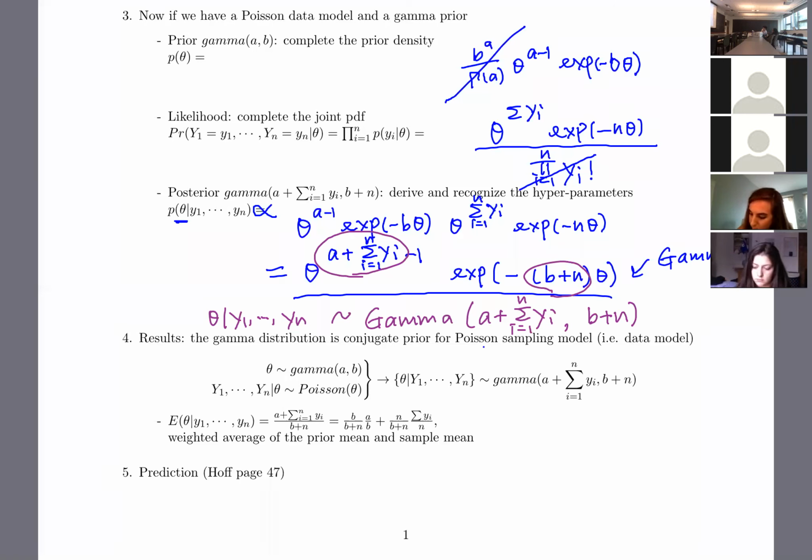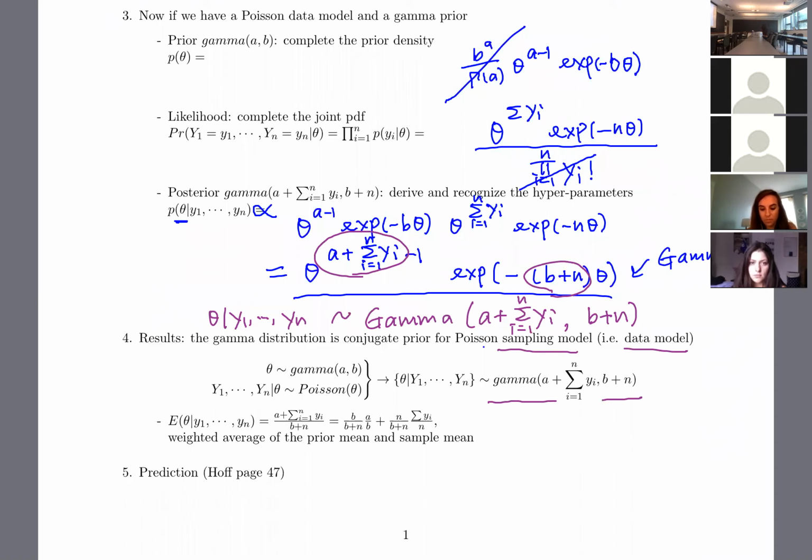So let me go through this before we actually get the chance to derive it more formally. Okay, so now part four over here, I just want to write, yeah, the gamma distribution is conjugate prior for the Poisson sampling model. So again, sampling model, data model, we use those terms interchangeably. And you come up with a gamma like this.